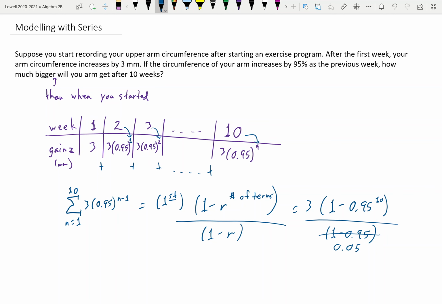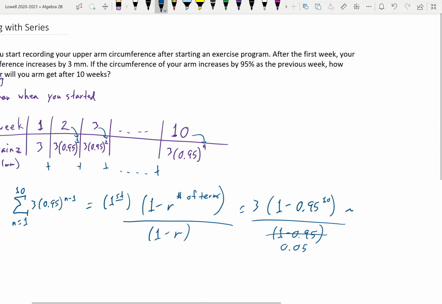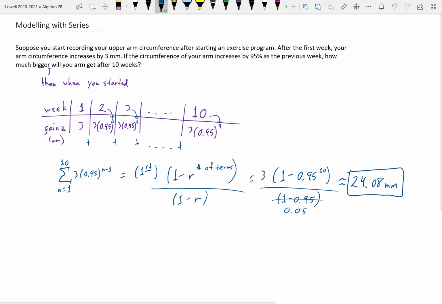So if I do this carefully, 3 times 1 minus 0.95 raised to the 10th power divided by 0.05, I get approximately 24.08. Again, check our units here. That's going to be in millimeters. So 10 weeks adds about 2.4 centimeters, which is a little less than an inch. In the grand scheme of things, not so bad, assuming that this is sustainable.